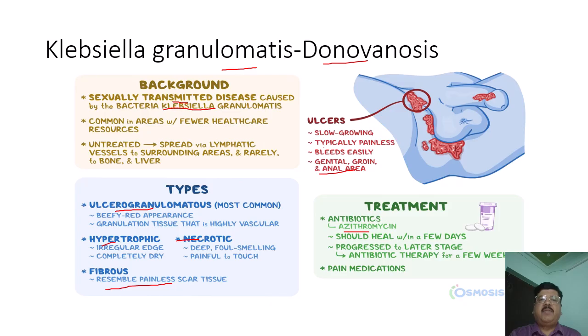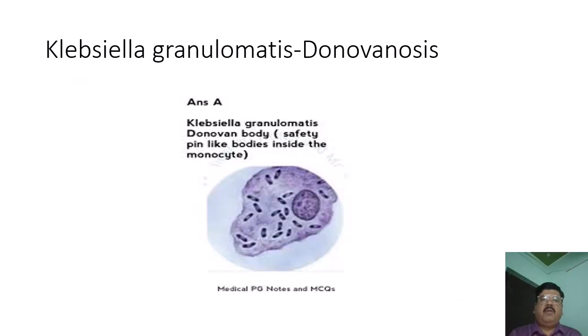So this is the organism showing bipolar staining. This is the morphological structure of the cell, which is called Donovan bodies. So Klebsiella granulomatis or Calymmatobacterium granulomatis is present intracellularly. You can see here bipolar staining resembling a safety pin appearance. So this is called Donovan bodies.